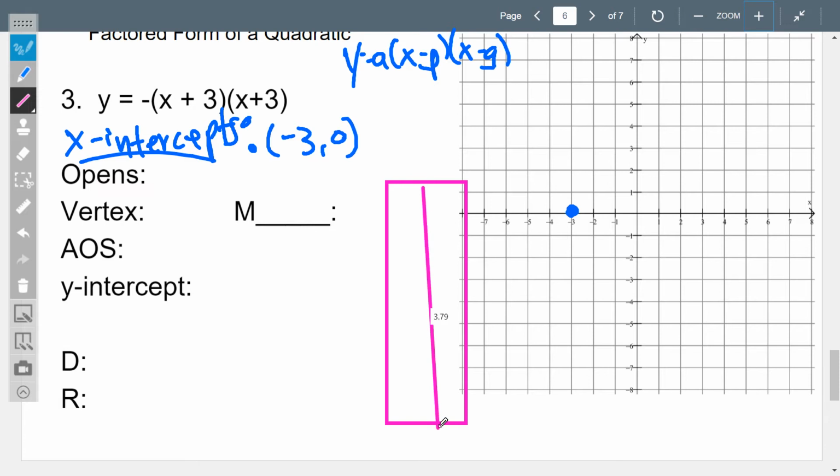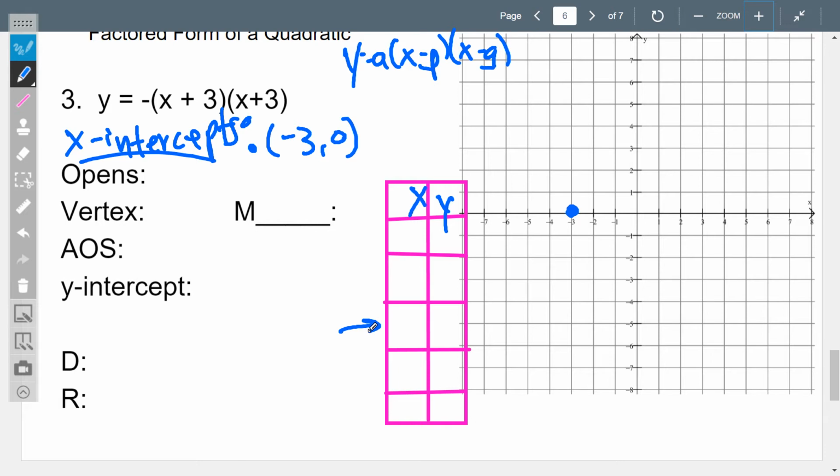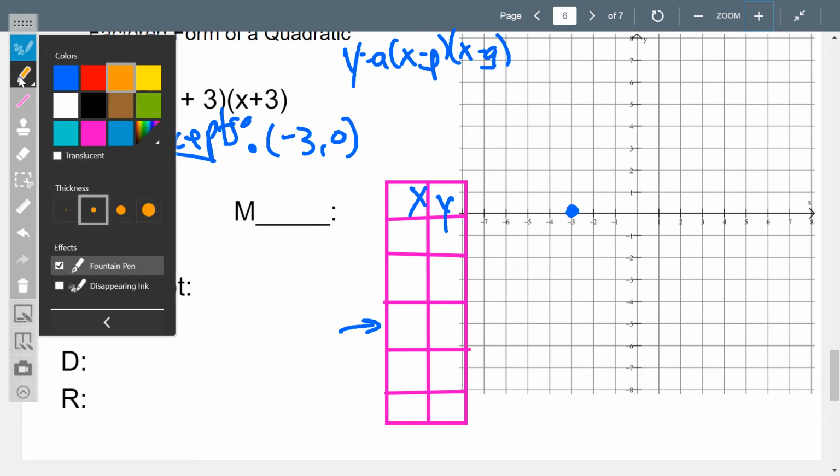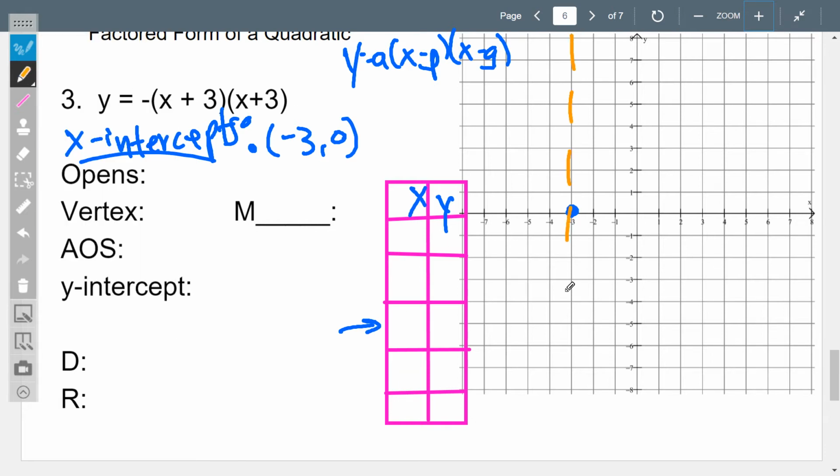Well, think about what this has to look like if we only have one x-intercept. If we only have one x-intercept, then that point must be the vertex. The only way for a quadratic to hit the x-axis once is if the x-intercept is the vertex. So we actually know the vertex is right here at the x-intercept, -3, 0. And then we can build our table around there, -4, -5, -2, -1, and I can plug in values to get my graph.